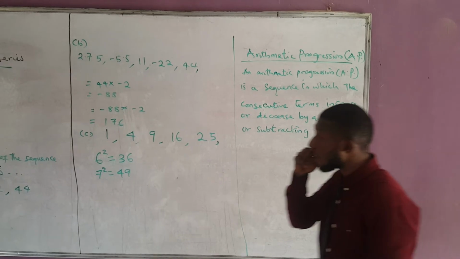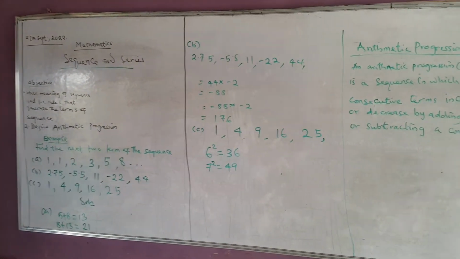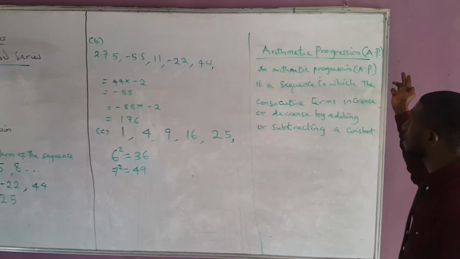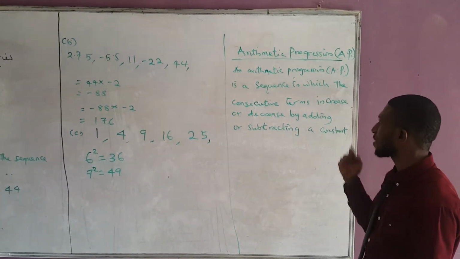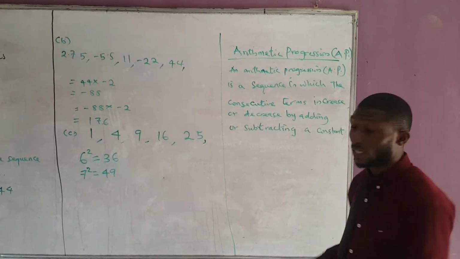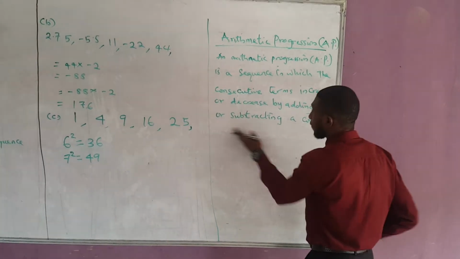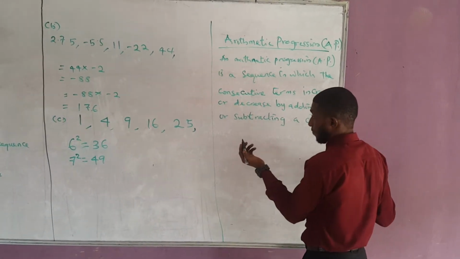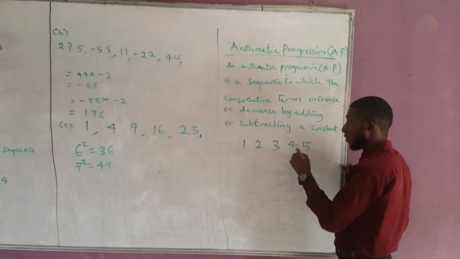Alright, now from our objective, we are to define arithmetic progression, known as AP in short. It's a sequence in which the consecutive terms increase or decrease by adding or subtracting a constant. That constant is known as the common difference. Let's say we have a sequence, for example, 1, 2, 3, 4, 5.